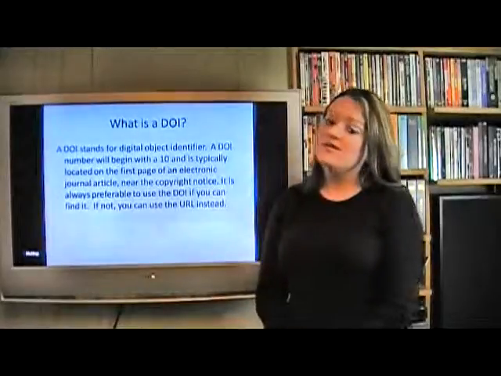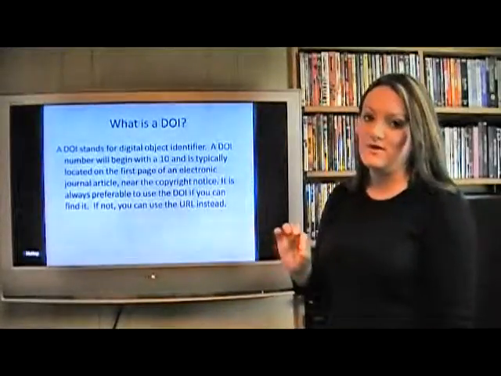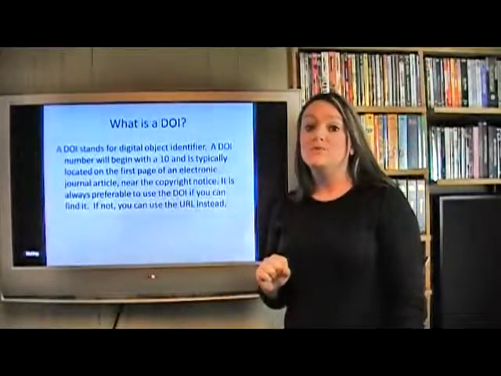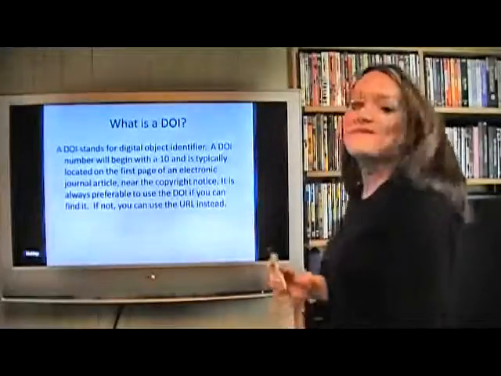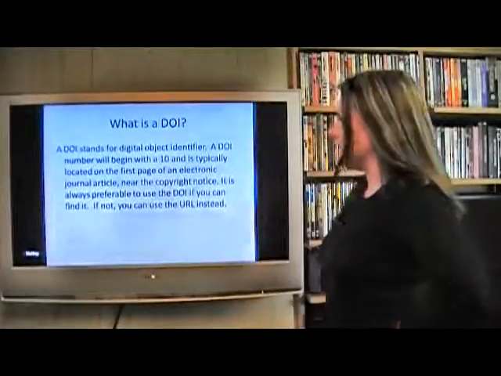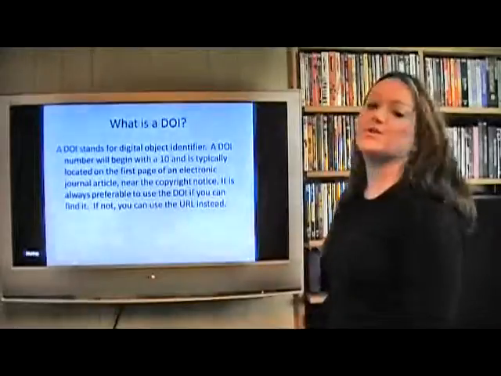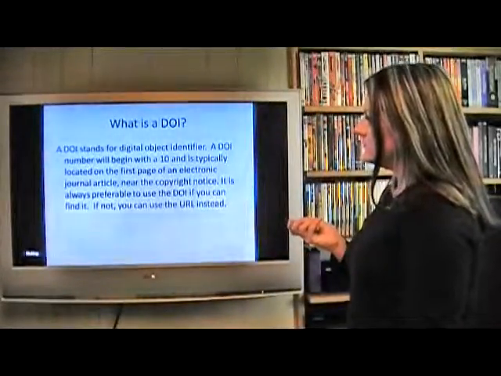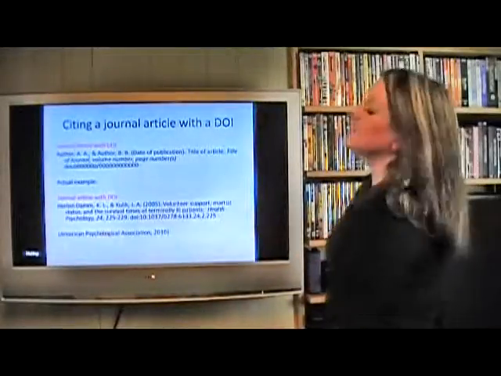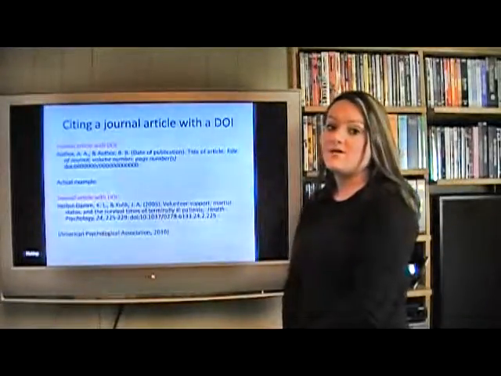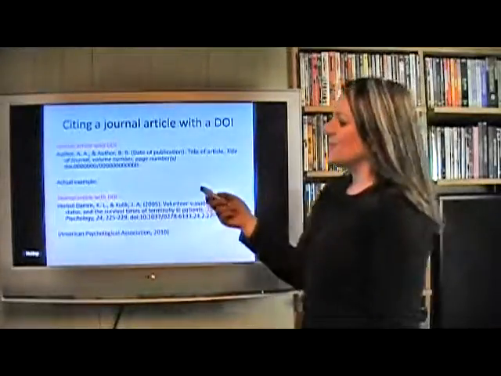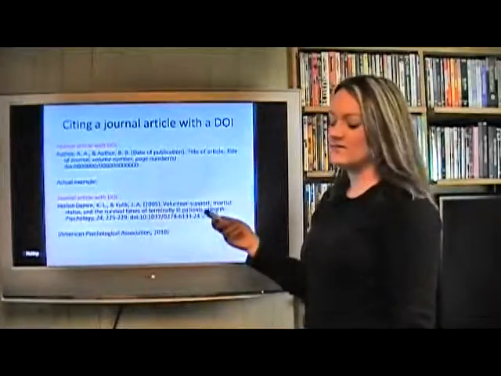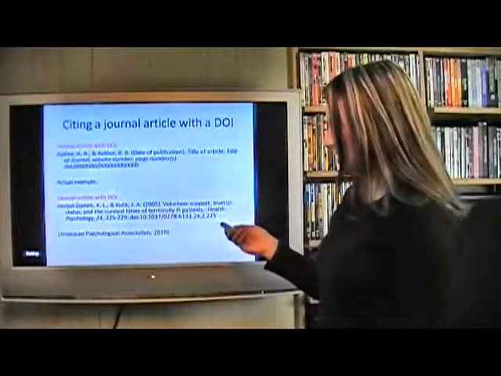On the first page of that PDF, there's going to be a copyright notice, and there's going to be a DOI number that starts with 10. So, if you can find that number, you can use that to cite your reference. If you can't, you can use the URL instead. So, let's say we want to cite a journal article with a DOI. We're going to talk about the format, and then we're going to show an example of an article with a DOI.